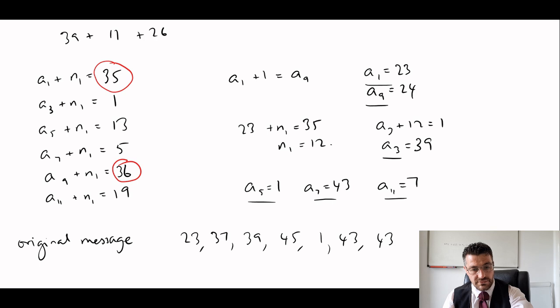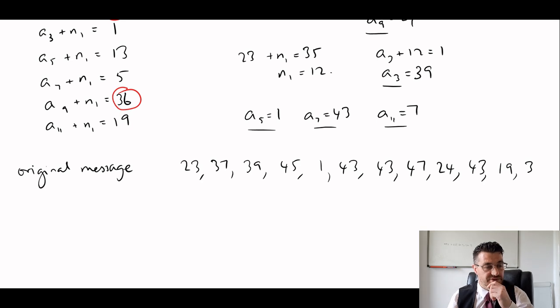A7, A8, A9, A10, A11, and A12. Okay, so that's the original message. It's as simple as that. Okay, nice, easy problem. It's actually taken me a lot longer to explain it than to actually do it in the first place.